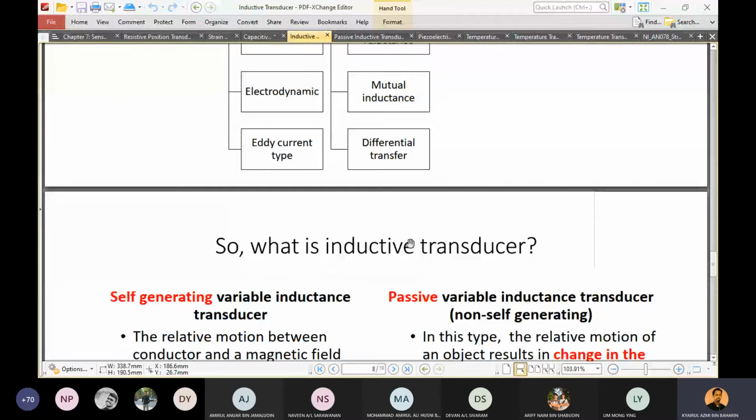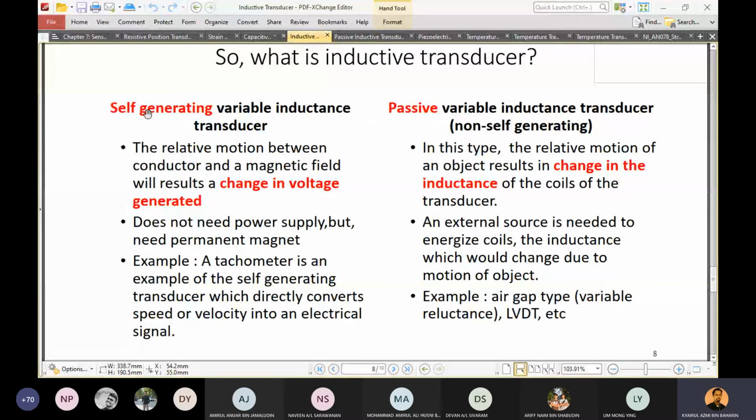Active types self-generate. The relative motion between the conductor and the magnetic field results in a change in the voltage generated. It does not need a power supply, but it requires a permanent magnet and a core at the center. An example is the tachometer, which you usually use to measure rotation, the rotational speed.